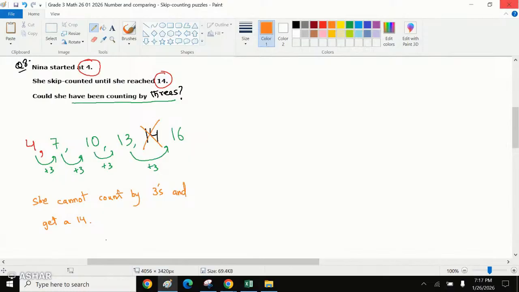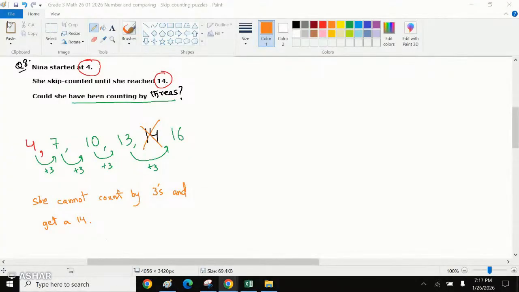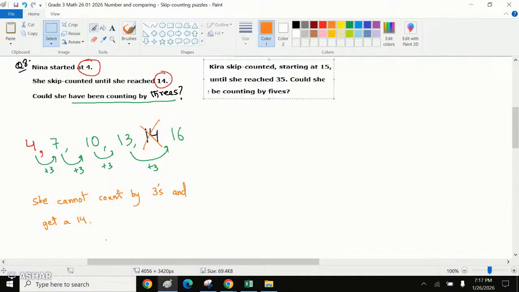Okay, let's have a look at the next question. This is a bigger number. Kira skip counted starting at 15 and she counted till 35. Okay, so they're asking us, is it possible for her to skip count by fives? This is our question number 9. She's starting at 15. We write down 15 and she goes till 35. What they're asking us is, could she have skip counted by fives?